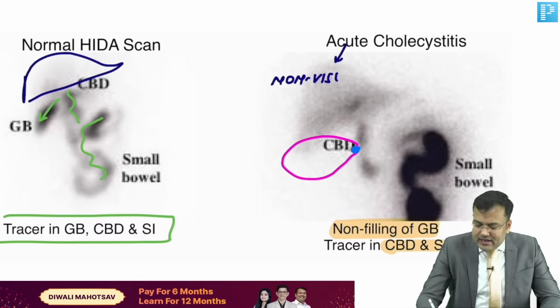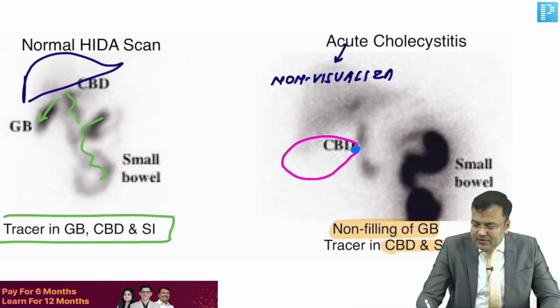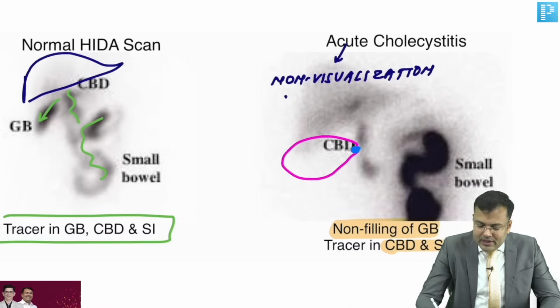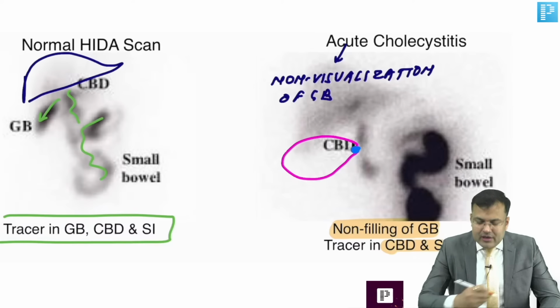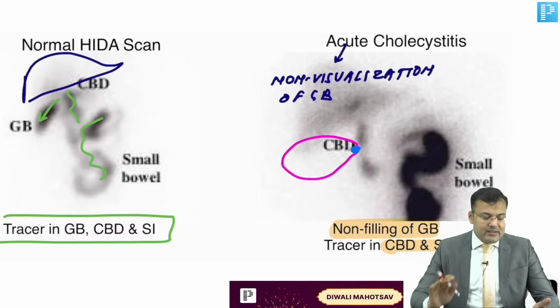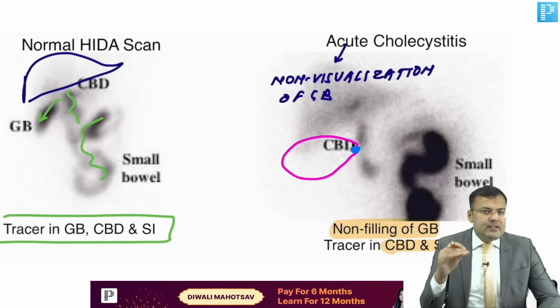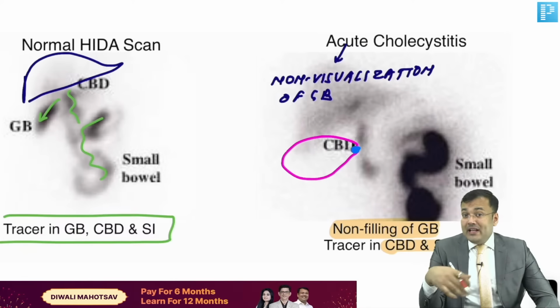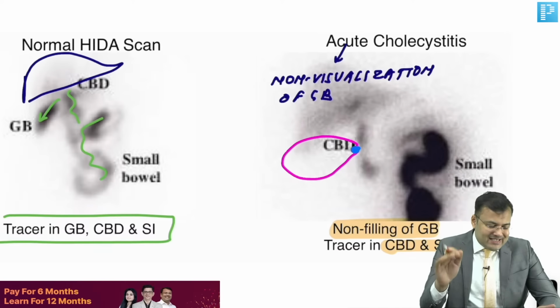What is the diagnostic criteria, guys? There is non-visualization. So you can see non-visualization of gallbladder or non-filling of gallbladder. Got it? So this is HIDA scan. Remember, it's the gold standard, hepatobiliary iminodiacetic acid scan. Clear? Next.